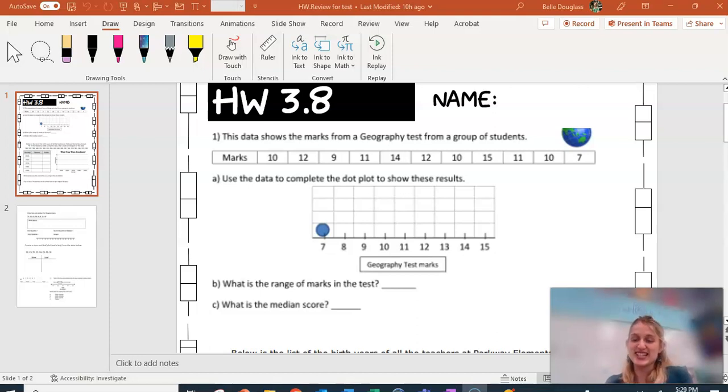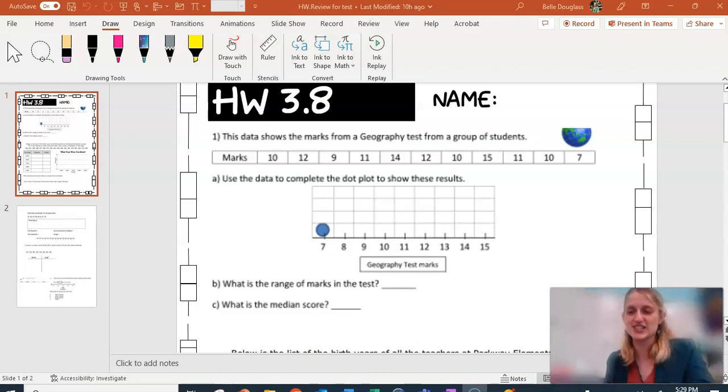Hey mathematicians, it's our last homework before vacation. Let's do it. Let's get it over with.